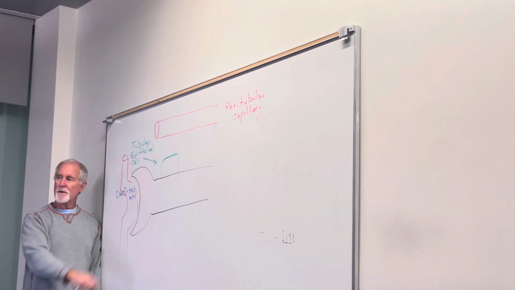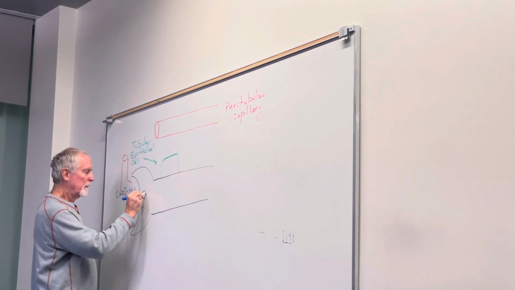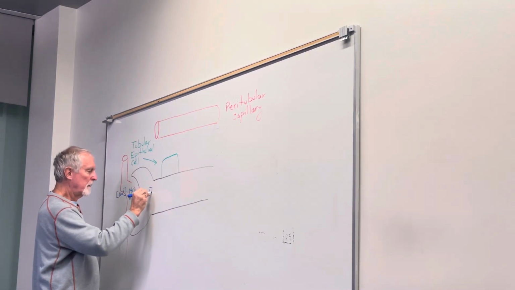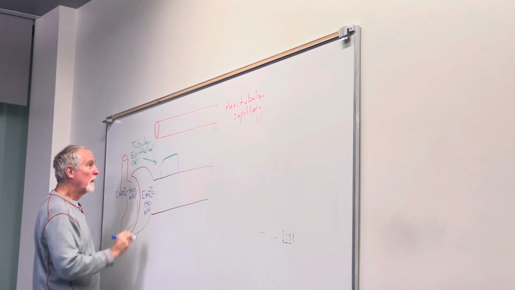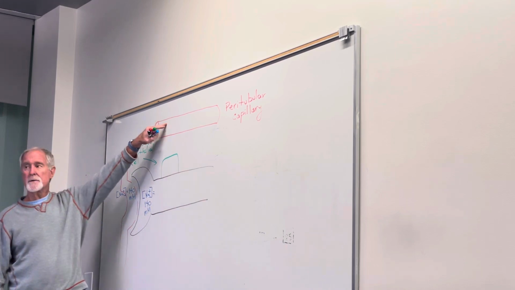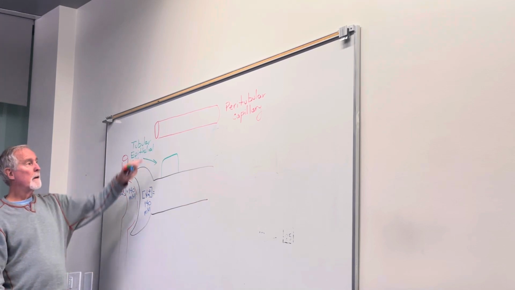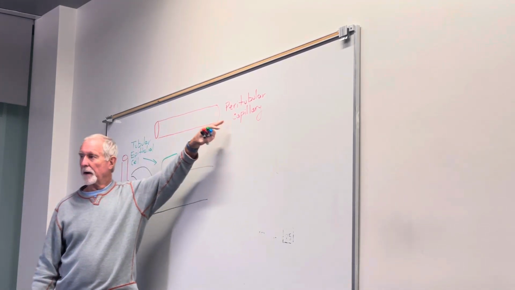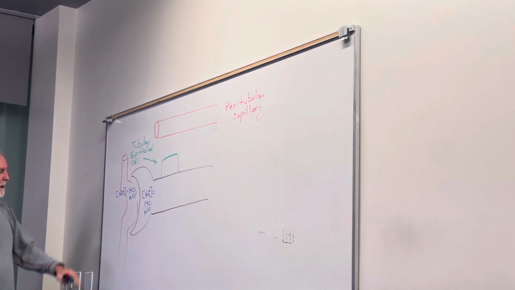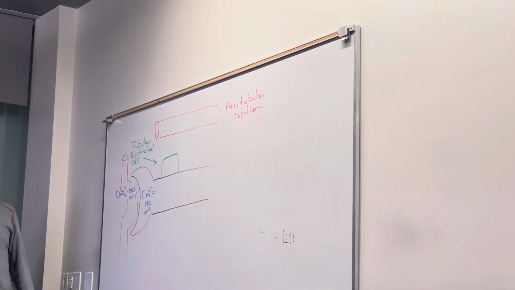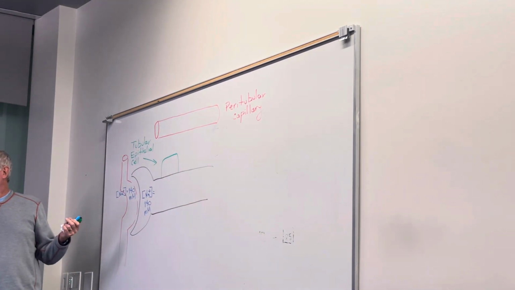What's the concentration of sodium there? 140. Very good. Miss Elizabeth, what's the concentration of sodium here? 14 millimolar. Peritubular capillary. What's the concentration of sodium there? What's the concentration of sodium here? Why would the concentration there be any different than here? And the answer is, we wouldn't think it would be.